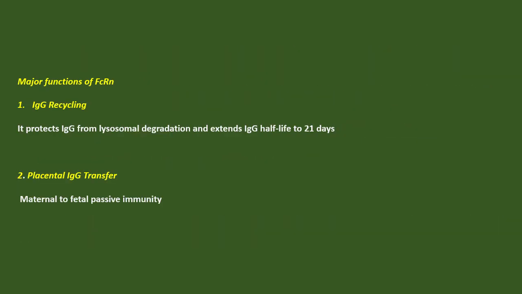Major functions of FcRn. Number 1, IgG recycling. It protects immunoglobulin G from lysosomal degradation and extends its half-life. Number 2, placental IgG transfer. It is responsible for maternal to fetal passive immunity.